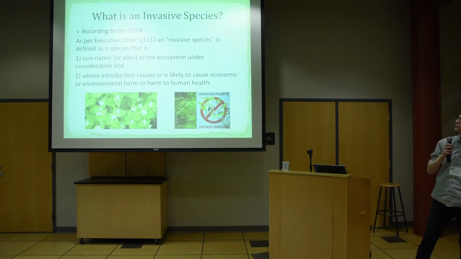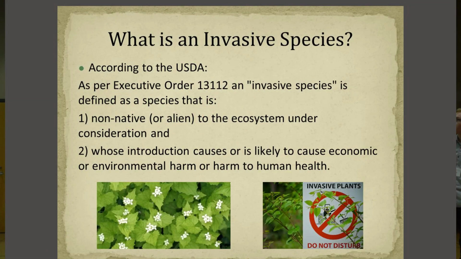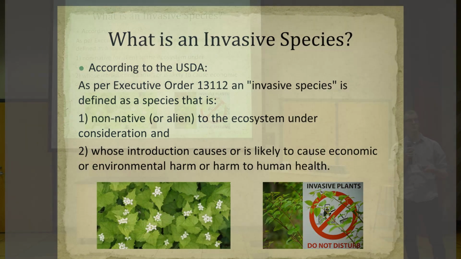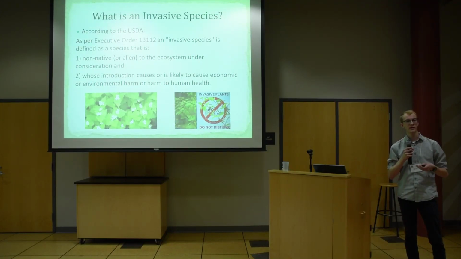Now, the USDA's definition for an invasive species is one that is non-native or alien to the ecosystem under consideration, and whose introduction causes or is likely to cause environmental harm or human harm. You might have heard of giant hogweed. Anyone heard of that? Yeah. That one has a phototoxic chemical, so if you touch it or get it in your eyes, it can cause blindness and second-degree burns. That's an example of an invasive that people are readily willing to talk about and get rid of.